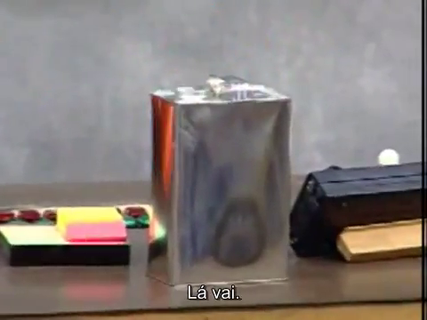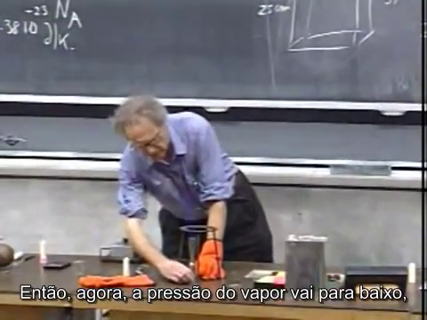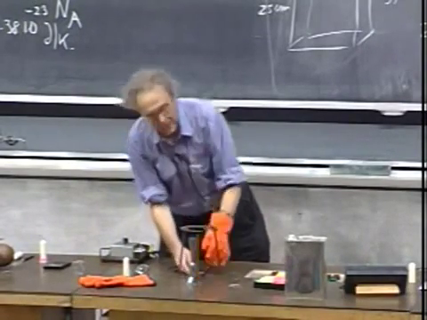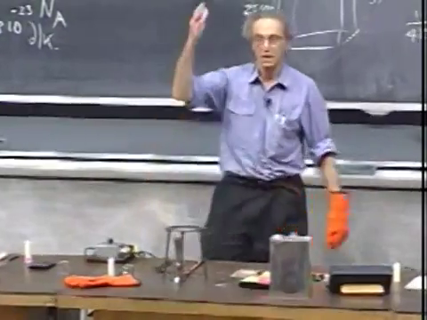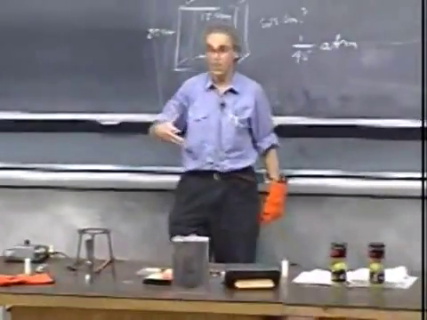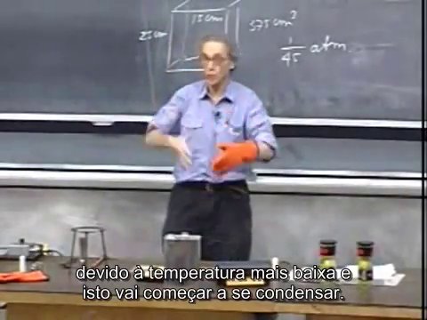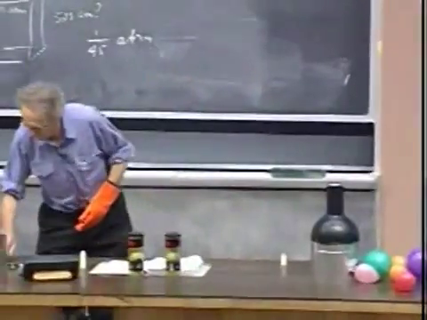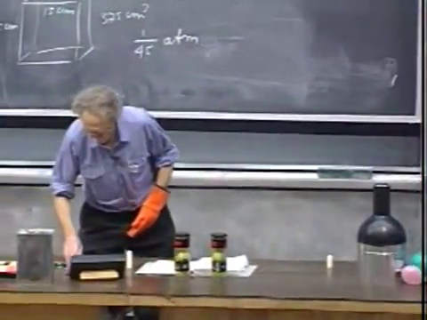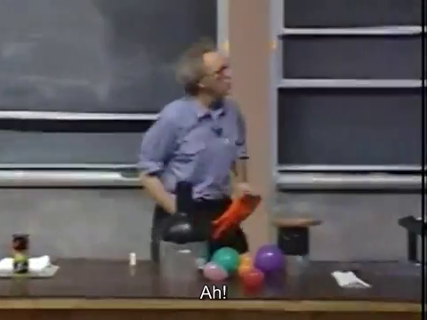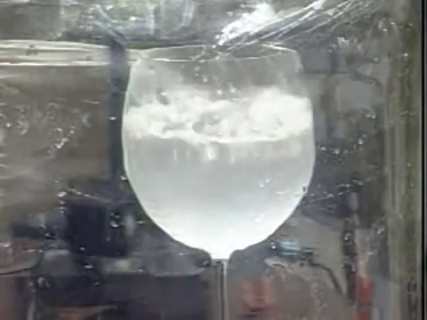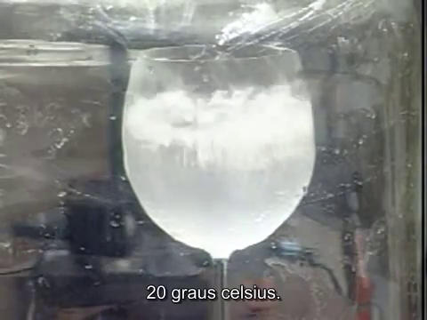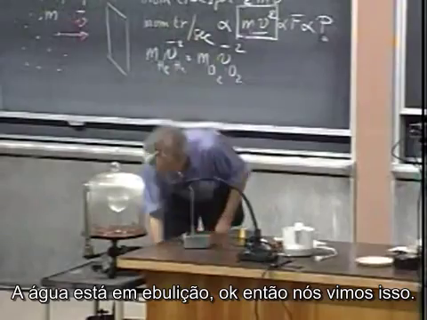There it goes. So now, the vapor pressure goes down. The gas, if you want to call it a gas, which is what it is, condenses into liquid, because at lower temperature, it will start to condense. And what it does, it's going to walk down this line. The water is boiling. You see that? Water is boiling. 20 degrees centigrade. Water is boiling. Okay, so we've seen that.